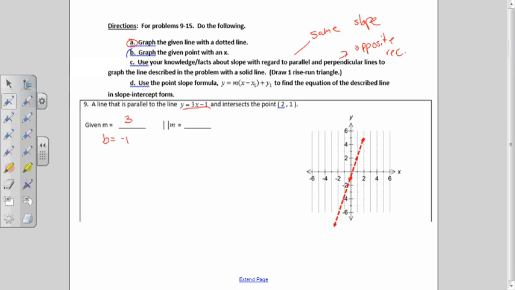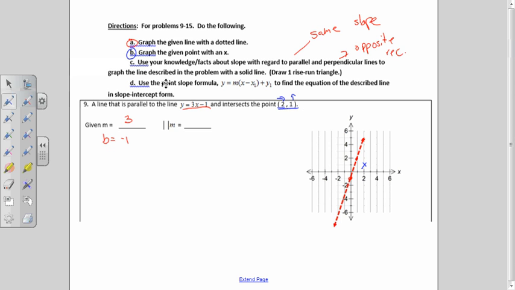Now it says graph the given point with an x. I'll do that in blue. The given point here is 2 comma 1. So I'll go 2 comma 1, which means to go right 2, and up 1, which is a little different than doing slope, because this is an ordered pair, not a slope.